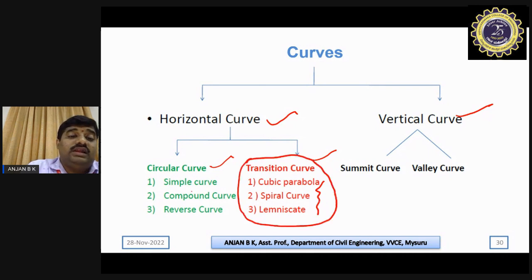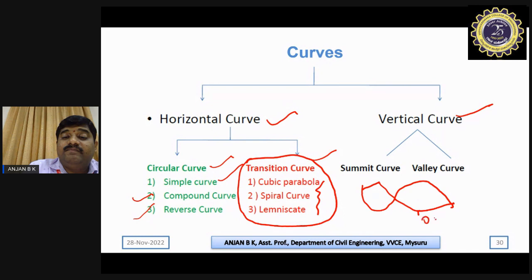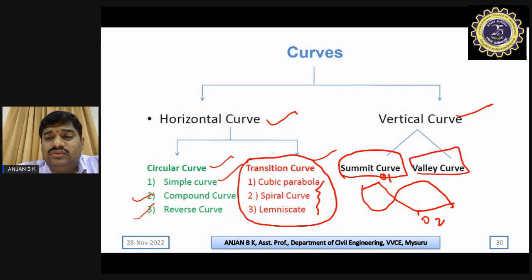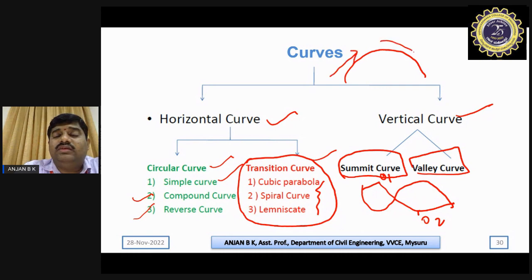And simple curve means same radius or a single radius. Compound curve means having multiple radii, two radii, and reverse curve is like an S shape, with radii of different lengths. So reverse curve is also called an S curve. And in vertical curves we have the summit curve and the valley curve. The summit curve is like this, where you climb upward first and then come down, and a valley curve will be like this, when you are considering the vertical elevation.